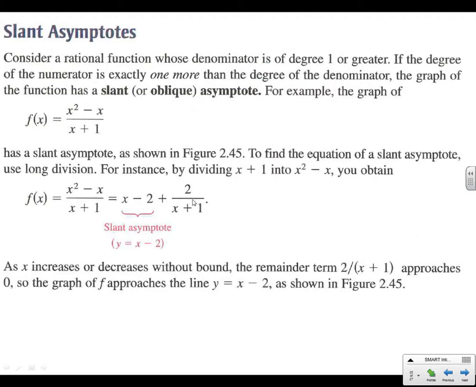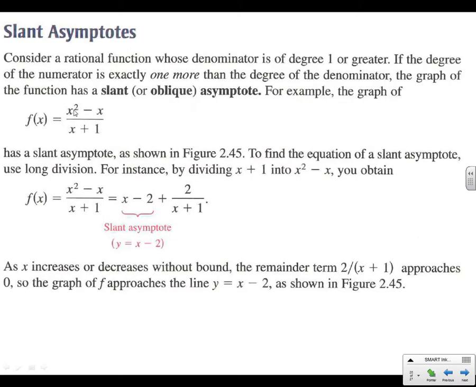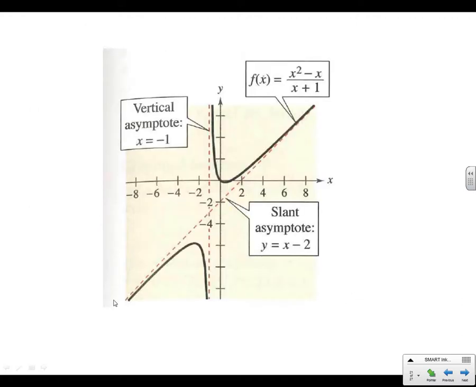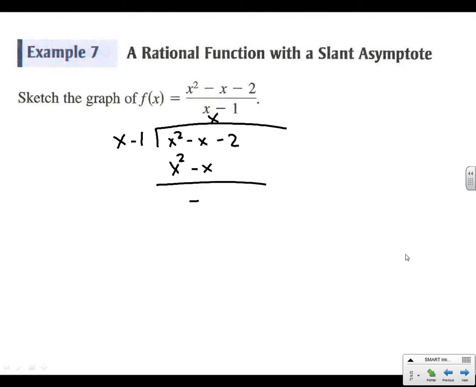Last thing we need to talk about here are slant asymptotes. Slant asymptotes are going to be when we have the numerator's degree bigger than the denominator's degree. We have a diagonal asymptote. Here's what we do. We need to find that asymptote, do long division to start. x minus 1 goes into x squared minus x minus 2. It's going to be x. x squared minus x is going to be -2x minus 2.